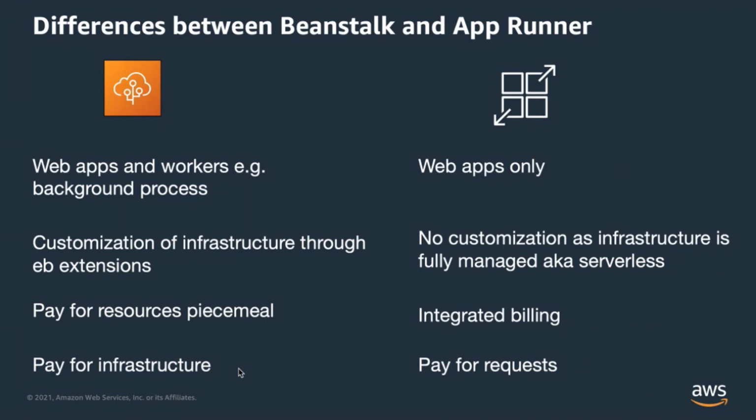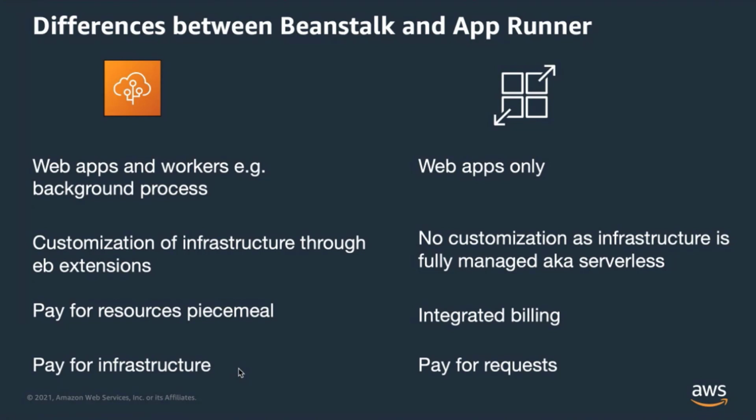So with Beanstalk today, you can run web applications, APIs. You can also run worker applications such as machine learning. We have some customers running machine learning apps on Beanstalk. On App Runner, you can run web applications only. That's what the service runs today. So you have more selection of application types to run on Beanstalk relative to App Runner.